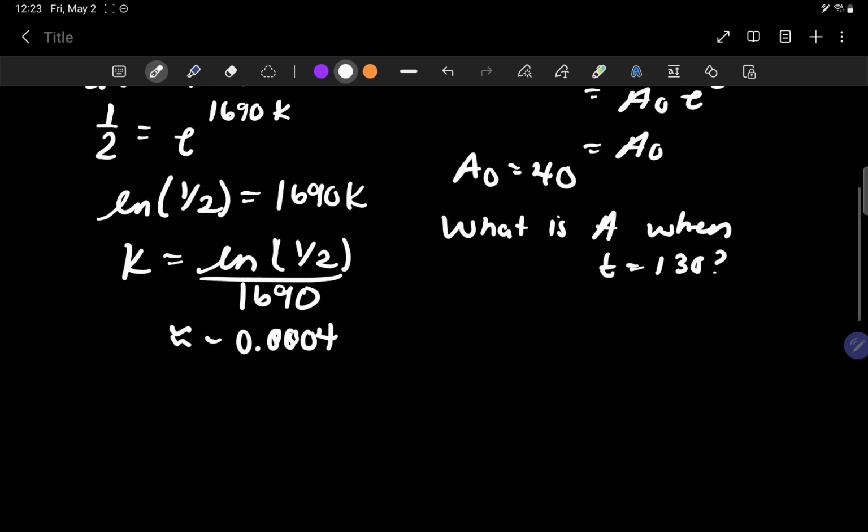Okay. All right. So now that I know my k value, I can rewrite my equation. Well, not 80, 40. I don't know why I'm thinking double. And then the k value is the 0.0030 times t.